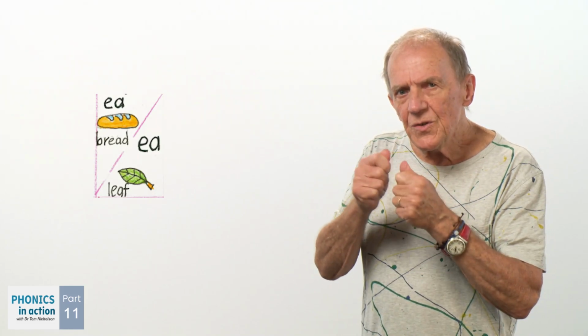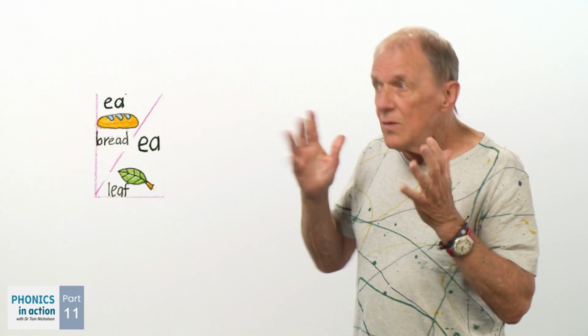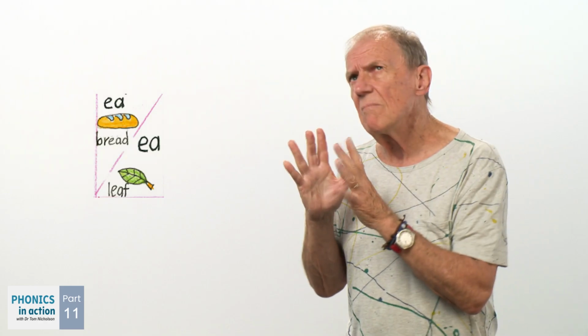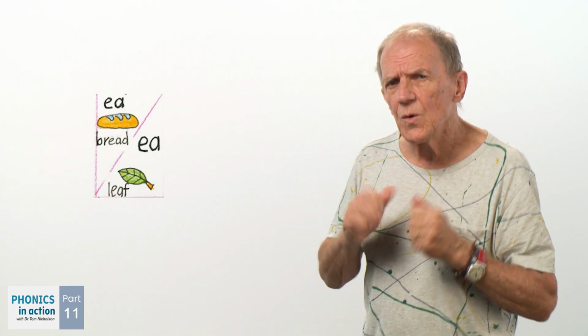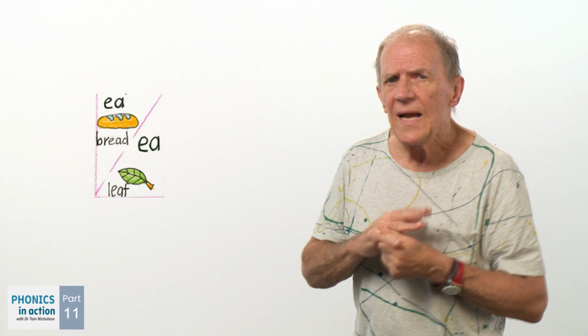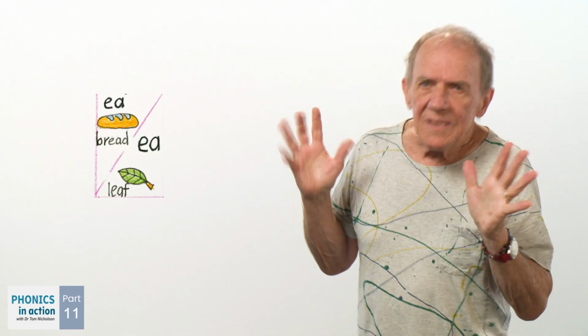Now, if you try the two sounds of EA, you'll be able to unlock nearly every word that's got EA in it. The only exceptions are the occasional ones. There's a word called break. It's got EA in it, but it's got a different sound. And there's another word called steak, and it's got a different sound. It's got the EA, but it's a different sound. I mean, there's always an exception to the rule. So let's do some practice.